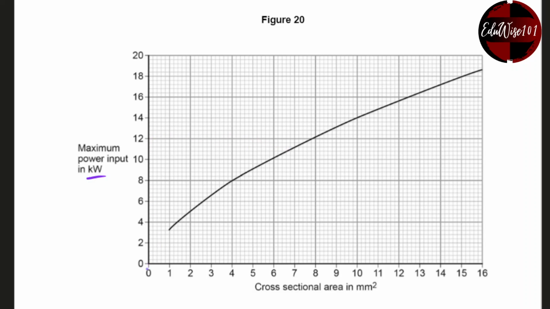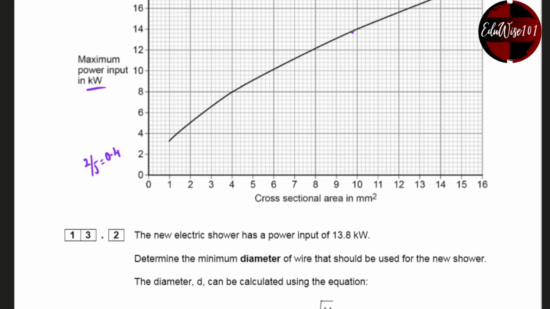Now 0 to 2, so 2 divided by 5, because there's 5 boxes, so each box is 0.4, right? So 13.8, so that's 14 is 10. So I'm looking for one box below that. So 13.8 kilowatts is somewhere around here. Now let's say that's over there, that's 9.8 millimeters squared.